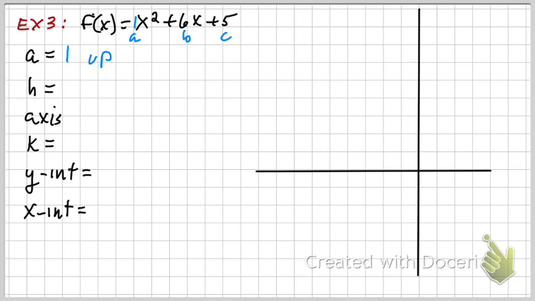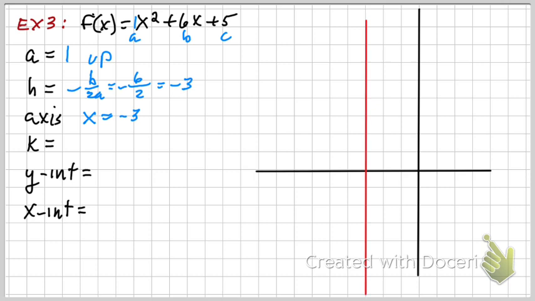Now we got to find h. So I use that little formula. Minus b over 2a. Well, b here is 6. 2a is 2. So I'm getting minus 3. That's also my axis, so x equals minus 3. There's my axis of symmetry.